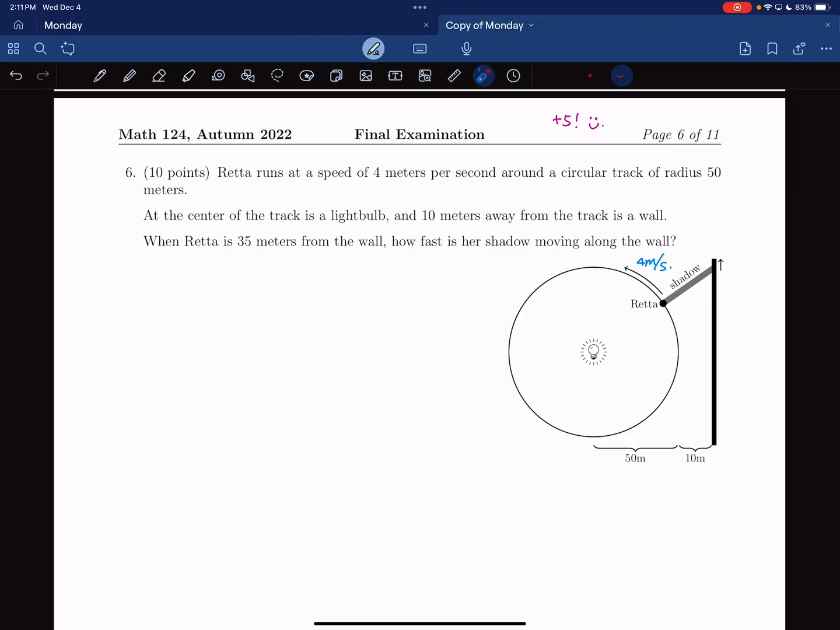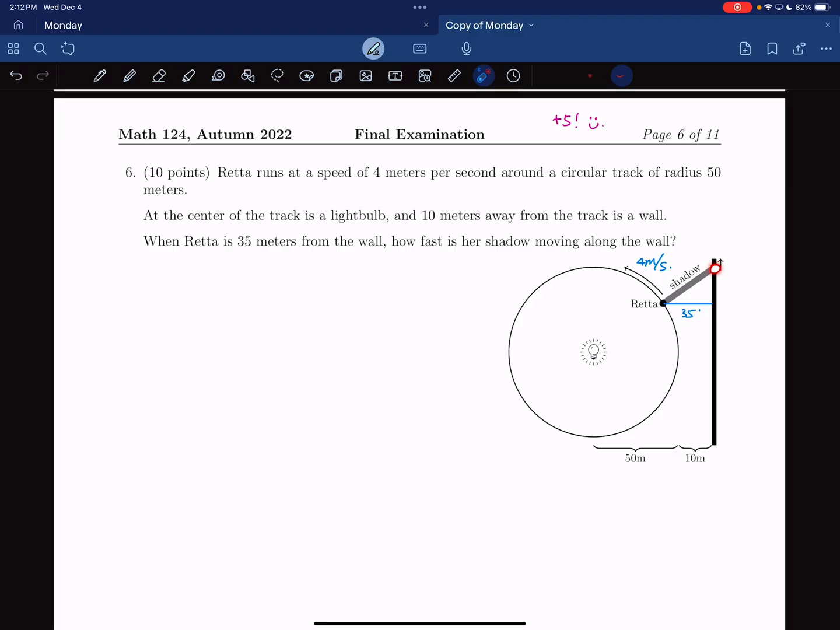So Retta is 35 meters from the wall. That means this distance is 35. Let me label that. This is 35. And what we want is the speed of her shadow. So the shadow is at this position here. And what does it mean, the speed of the shadow? That means the shadow is changing as Retta is running, right?